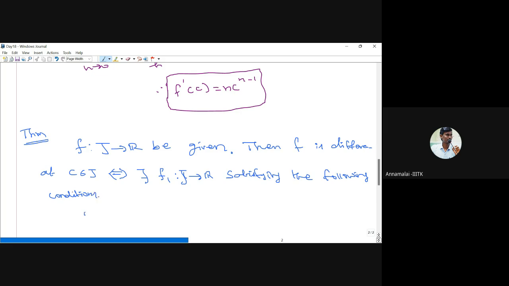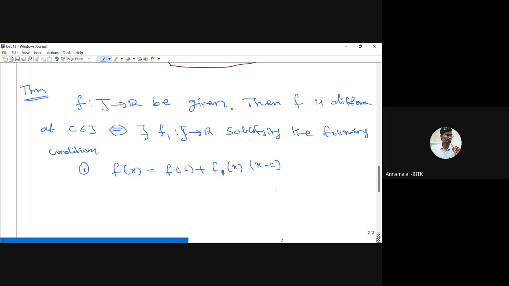The first condition is, we can write f of x equal to f of c plus f1 of x into x minus c, for all x in J. And that f1 should be continuous at the point c. That is, f1 is continuous at c.